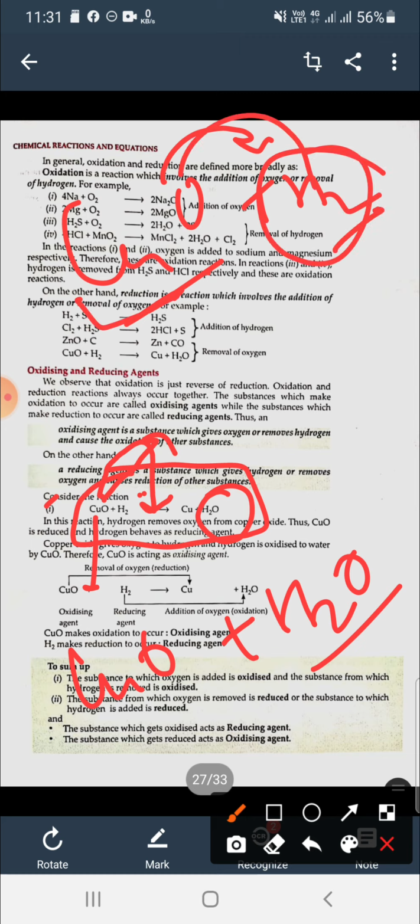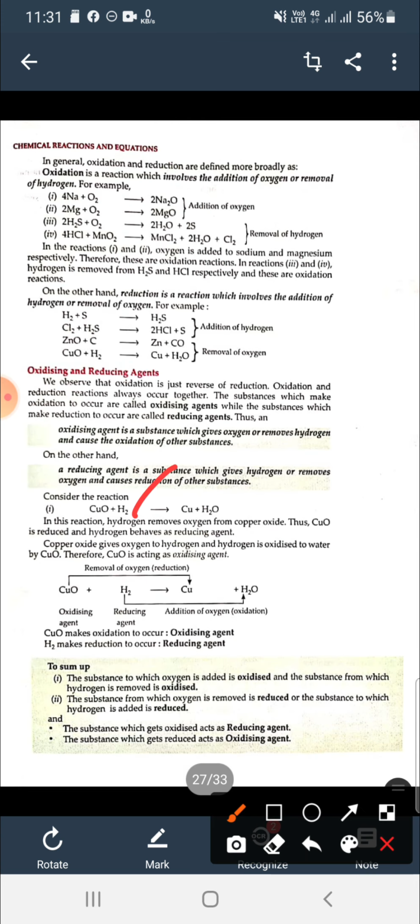So it means CuO here is an oxidizing agent. So copper oxide is an oxidizing agent. In this way you can say hydrogen is a reducing agent because it is reducing copper oxide into copper. It is taking oxygen from the copper oxide, and therefore in this way it acts as a reducing agent.